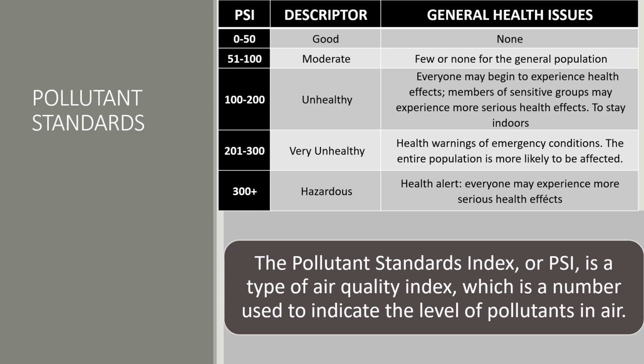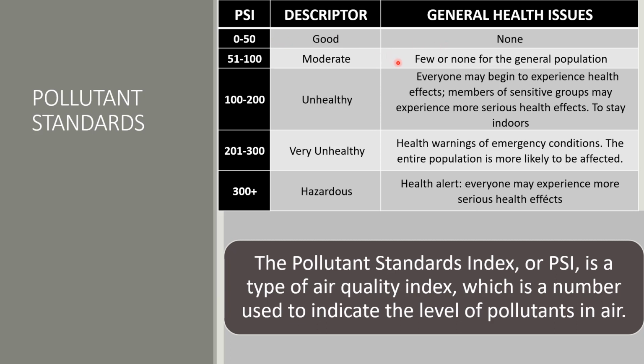Now we have to control the pollutants. So we have pollutant standards which have to be maintained by all industries. The Pollutant Standard Index, also known as the PSI, is a type of air quality index, a number used to indicate the levels of pollutants in air. You can see here the PSI range, described as good, moderate, unhealthy, very unhealthy, and hazardous. If we have a good PSI, about 0 to 50, we have no health issues.